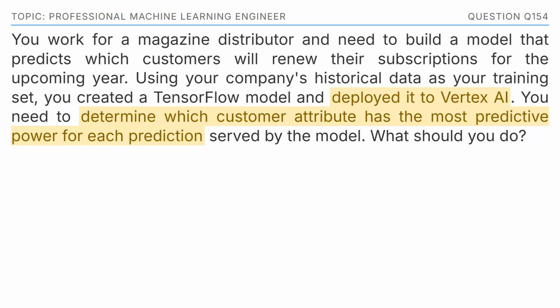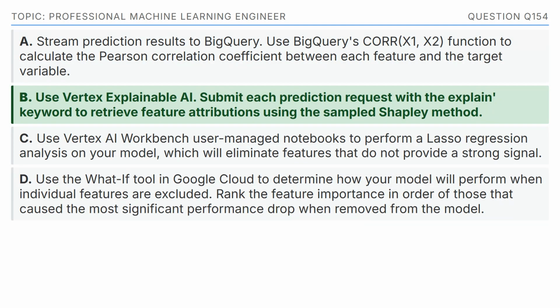To arrive at the correct answer, we focus on the keywords: deployed it to Vertex AI, determine which customer attribute has the most predictive power for each prediction. The correct answer is option B, use Vertex Explainable AI. Submit each prediction request with the explain keyword to retrieve feature attributions using the sampled Shapley method.